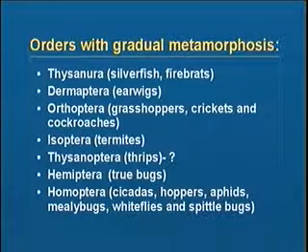And these are the orders included that all undergo gradual metamorphosis. We're going to start with Thysanura, the silverfish, Dermaptera, earwigs, Orthoptera, grasshoppers, crickets, cockroaches, Isoptera, termites, Thysanoptera, which is thrips, and they're kind of an oddball order. We put them into gradual metamorphosis. They have something in between gradual and complete.